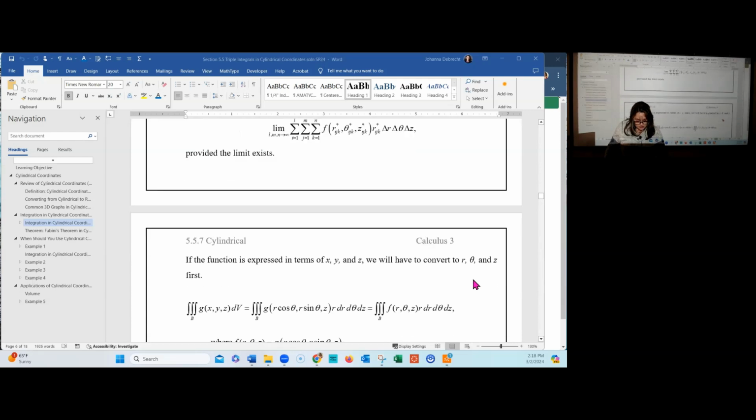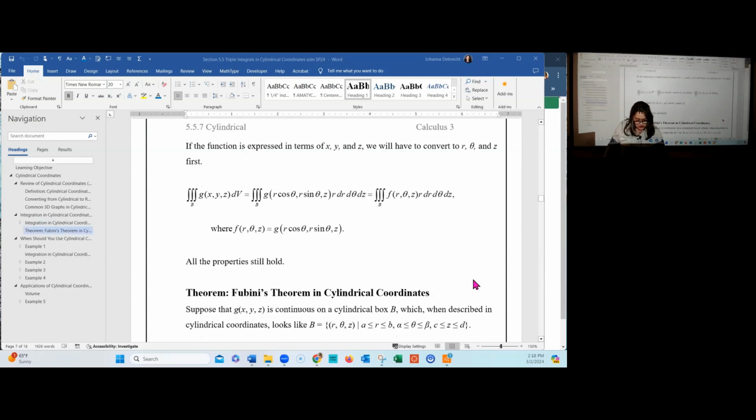This assumes, of course, that our function is a continuous function over that box. And we can write that the triple integral over the cylindrical box, which really isn't a box, it's more like a three-dimensional trapezoidal shape, becomes the triple integral of a function of r, theta, and z times r dr d theta dz. Now, in actual practice, we typically are going to integrate with respect to z first, and then we will apply the polar coordinates. In this case, all the properties that we've studied before still hold.